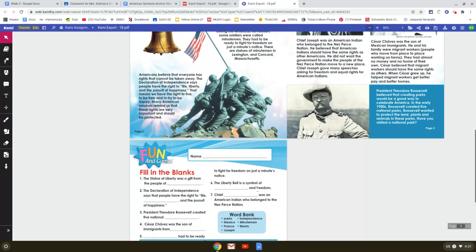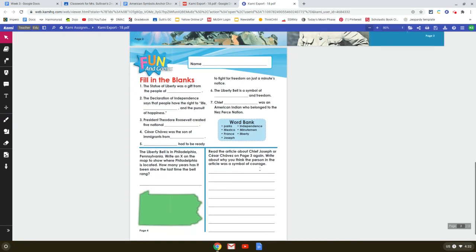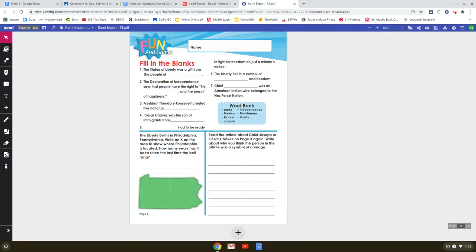When you're finished reading all of that information, scroll down to the bottom, make sure your name is at the top. Using the words in the word bank here, fill in the blanks in these sentences. Your word bank is Parks, Mexico, France, Joseph, Independence, Minutemen, and Liberty. Down below, the Liberty Bell is in Philadelphia, Pennsylvania. Write an X on the map to show where Philadelphia is located. And if you scroll up, you can see where Philadelphia is on the map above.